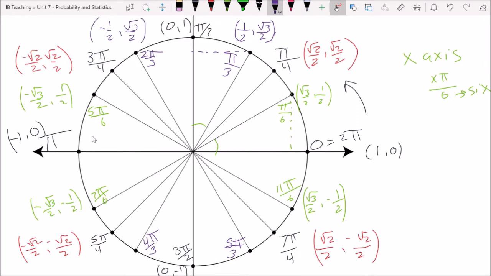And then down here, we have negative 1/2 and negative root 3 over 2. And then over here, we've got 1/2 and negative root 3 over 2.